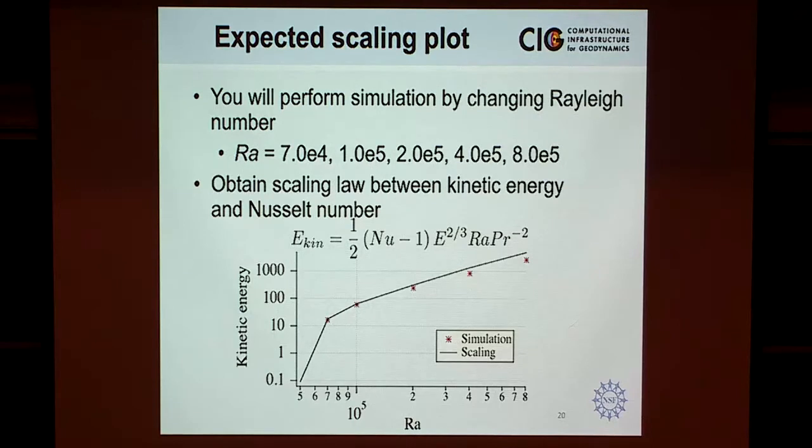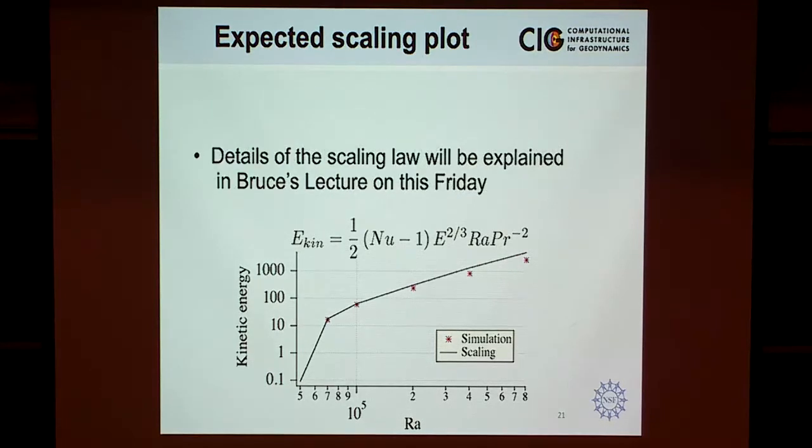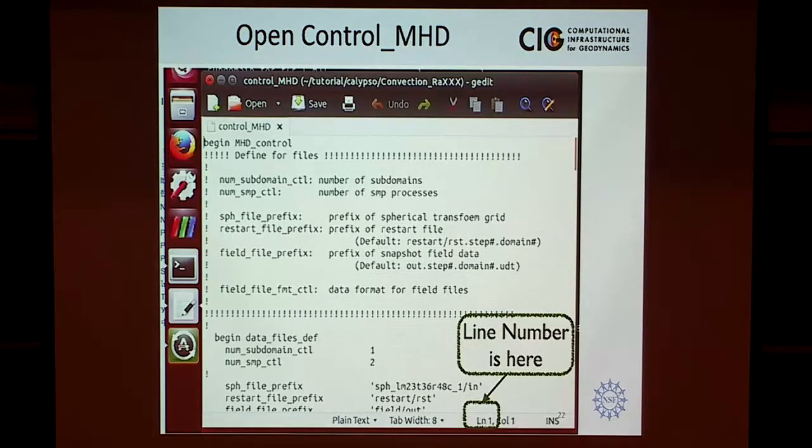Oh, there's another slide. It shows expected results with the Rayleigh number and the kinetic energy. The dots are the results, and the line is the scaling, the expected solution. It will be explained in Friday's talk by Bruce. So I think the plan is you guys are going to change the code. Yes. That's the slide.